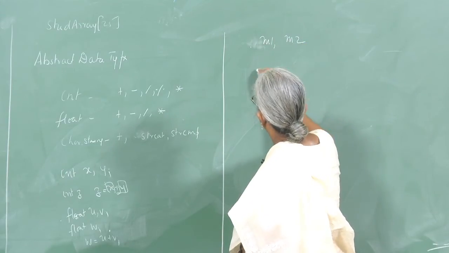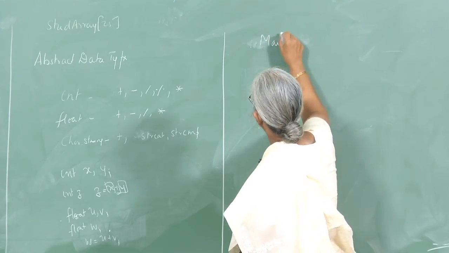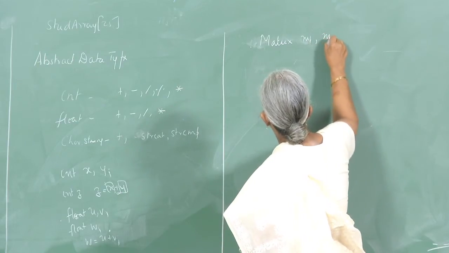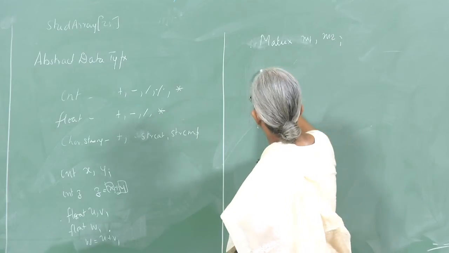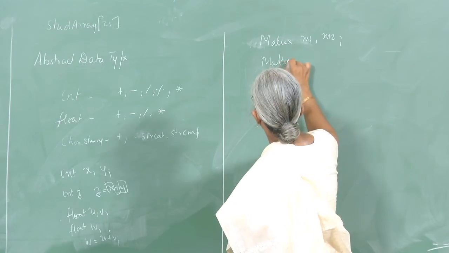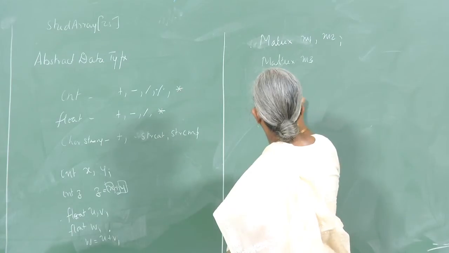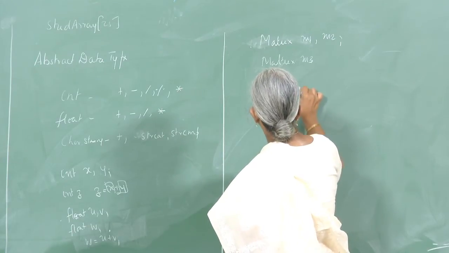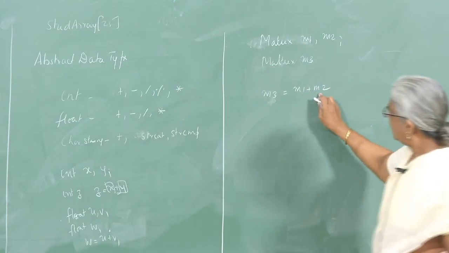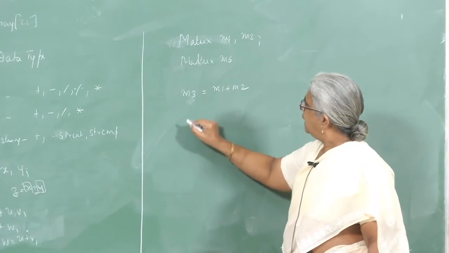Then I want to define a new matrix, let us say I would like to say something like this, matrix M1, M2, and I would like to say matrix M3, which is the output, and I would like to say M3 is equal to M1 plus M2, which is the usual. What is the meaning here now? The meaning here is that M3 is the result of the sum of the 2 matrices.